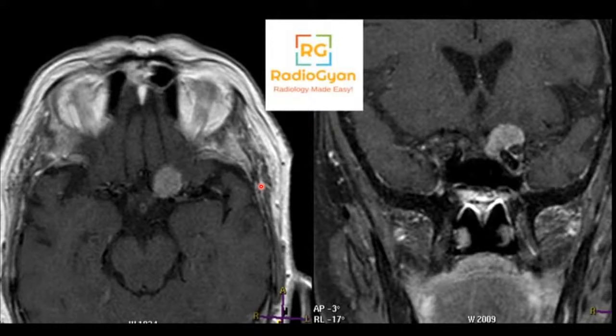So it's the dural tail sign. So you'll see a thin layer of thickened dura adjacent to it. It's probably reactive dural thickening adjacent to the meningioma.